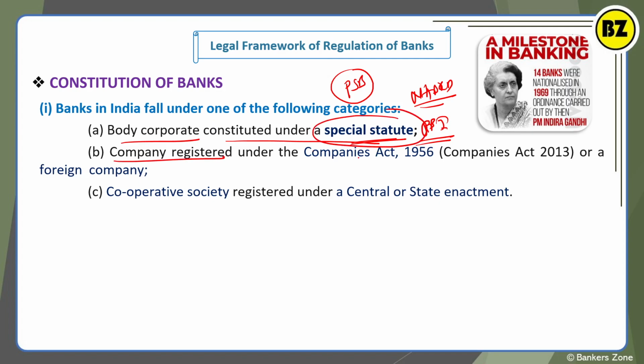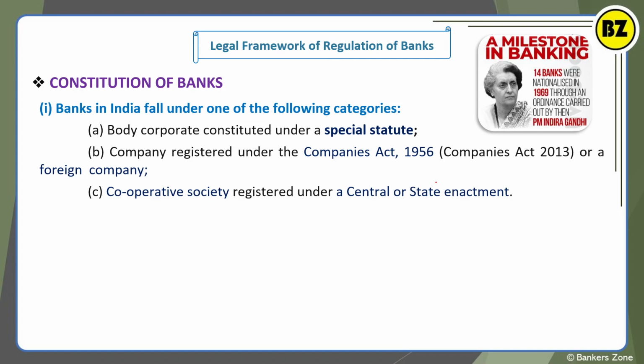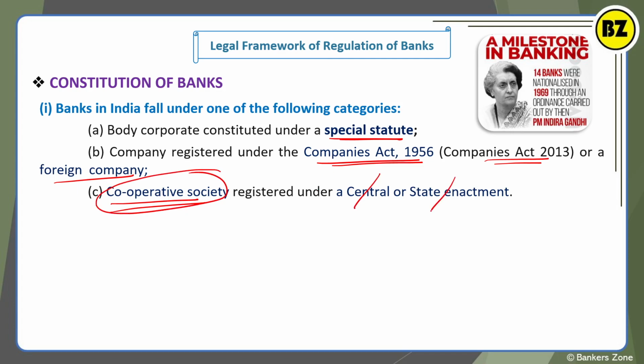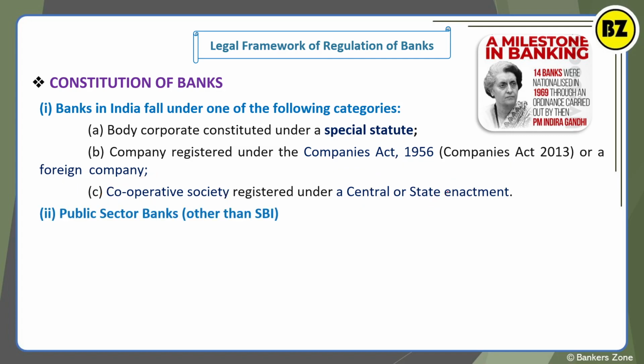Then a company registered under the Companies Act 1956, now revised as the Companies Act 2013, or a foreign company may be there, right? Then a cooperative society registered under the central or the state government. So we have different types of banks, depending on how they are constituted. It may come under the Companies Act 1956, now 2013, or it may be a foreign company or the cooperative banks, which may be under the control of the central or the state government. Now see one by one.